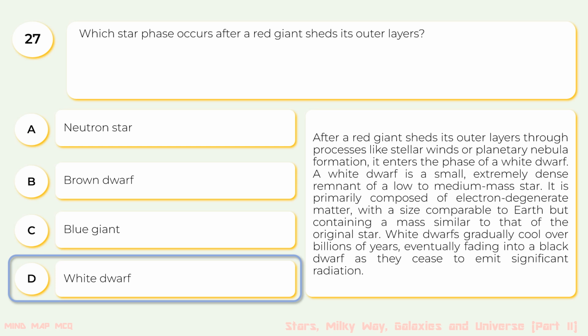A white dwarf is a small, extremely dense remnant of a low to medium mass star. It is primarily composed of electron degenerate material, with a size comparable to Earth but containing a mass similar to that of the original star. White dwarfs gradually cool over billions of years, eventually fading into a black dwarf as they cease to emit significant radiation.